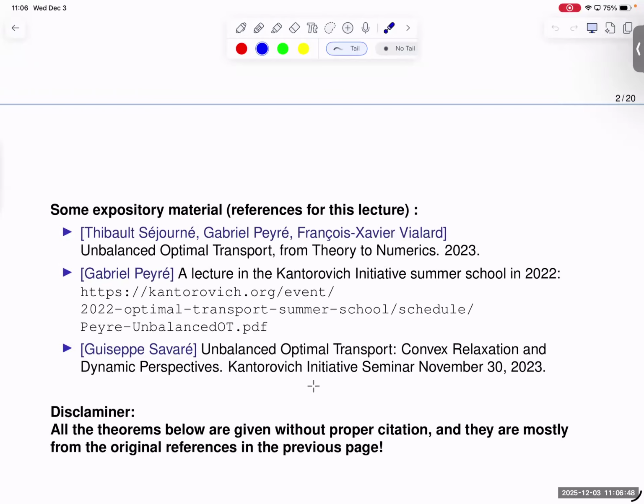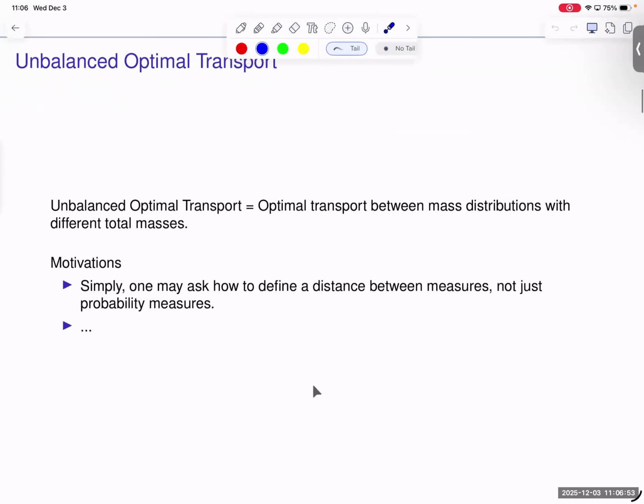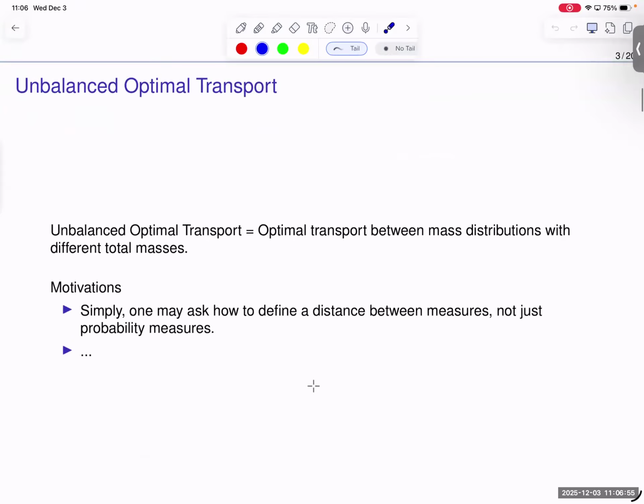Okay, let's start. So what should unbalanced optimal transport be? Optimal transport itself gives a kind of matching between probability measures. And probably the most important feature of a probability measure is that its total mass is equal to 1. So the usual optimal transport is given on these measures with the same total mass.